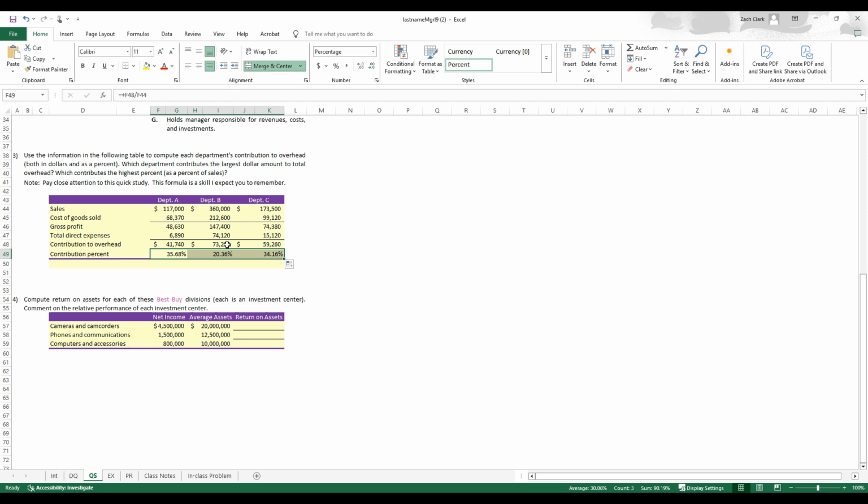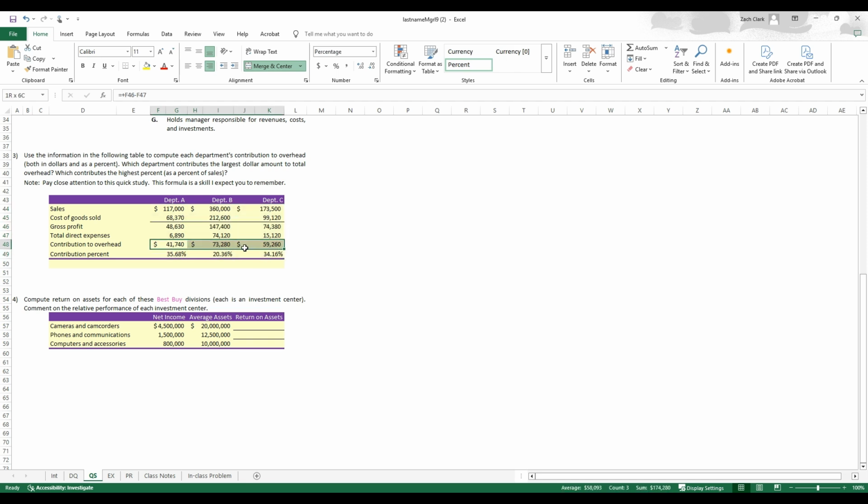And so we can see that Department B provides the highest dollar amount of contribution to overhead, but Department A on a percentage basis provides the most. So yeah, just kind of different ways to look at things. That's not saying that one department's better than the other necessarily, but it gives you some information about how much indirect and direct expenses certain departments have. And hopefully they complement each other and do different things.